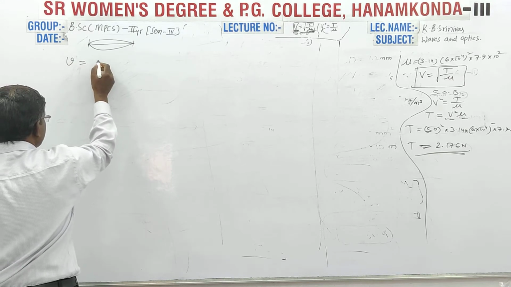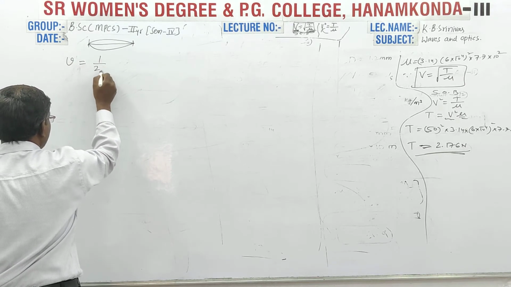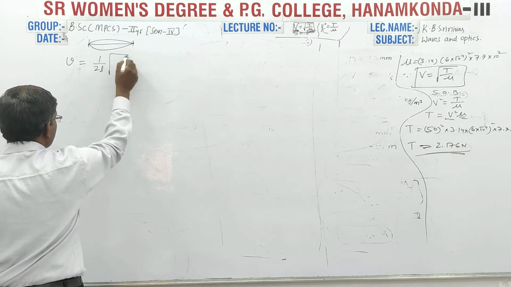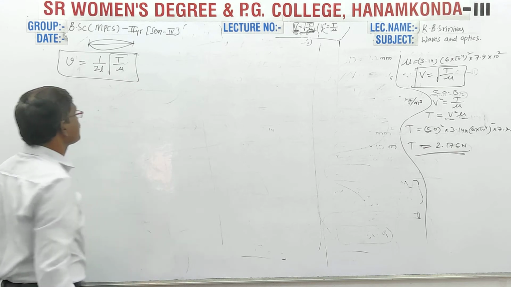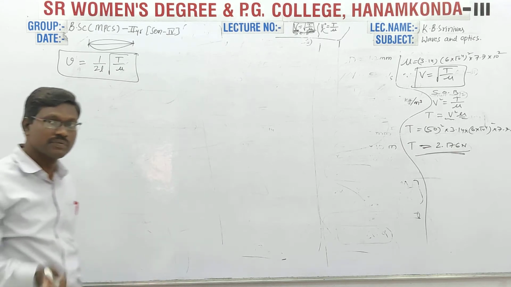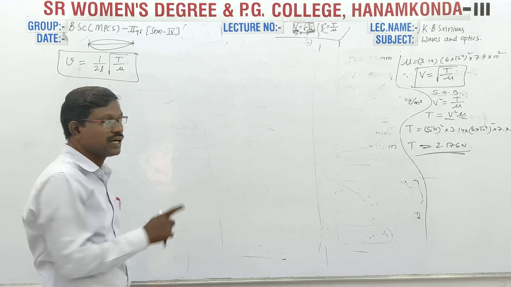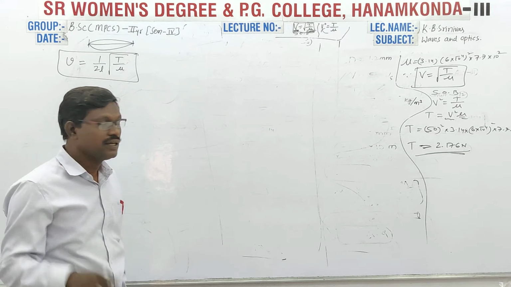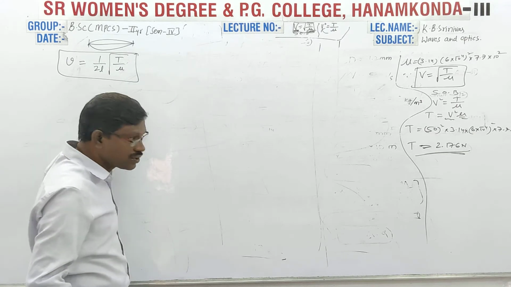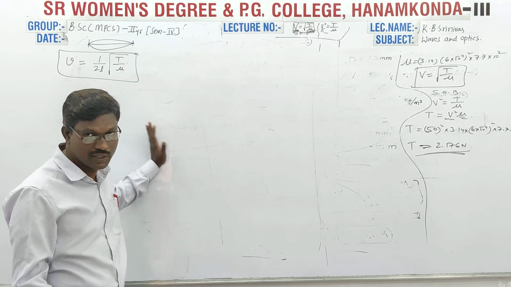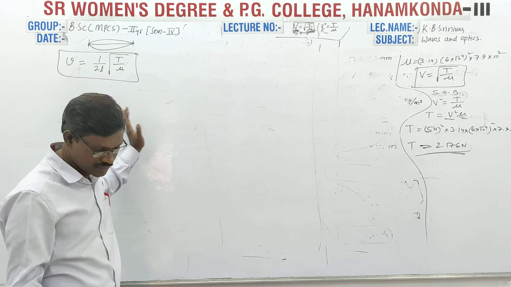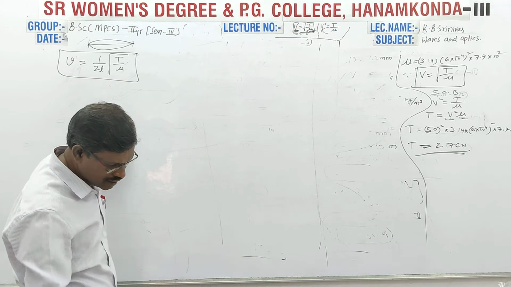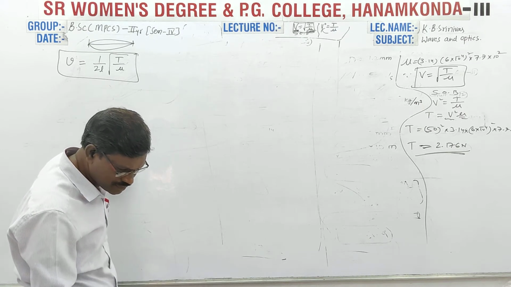The fundamental frequency, or first harmonic, has the expression 1 by 2L under root of T by mu. This expression you have to remember. It is an important expression for problems also. Now this question is not only important for theory, it is also important for problems. While we are doing problems, we have to use this formula. Important formula. Let us discuss one problem here.